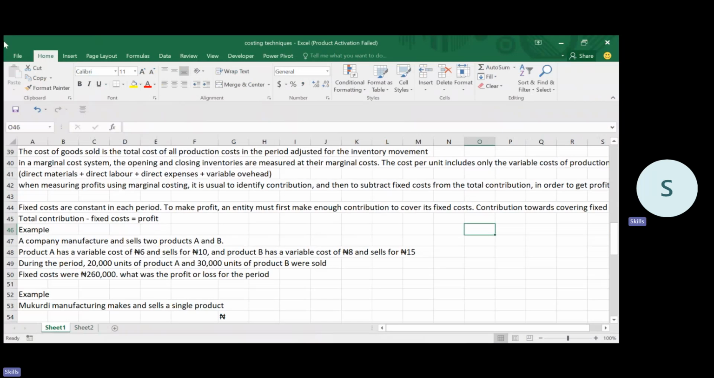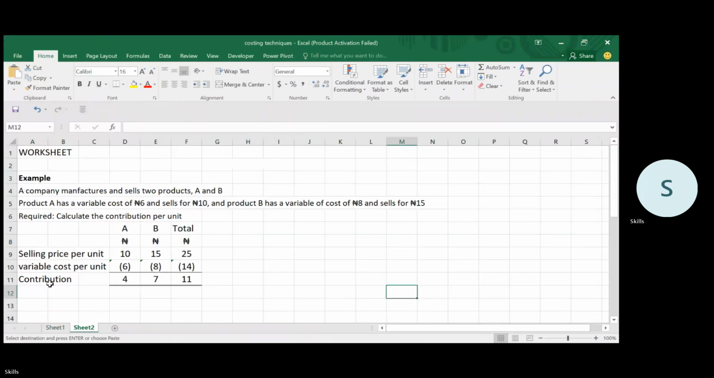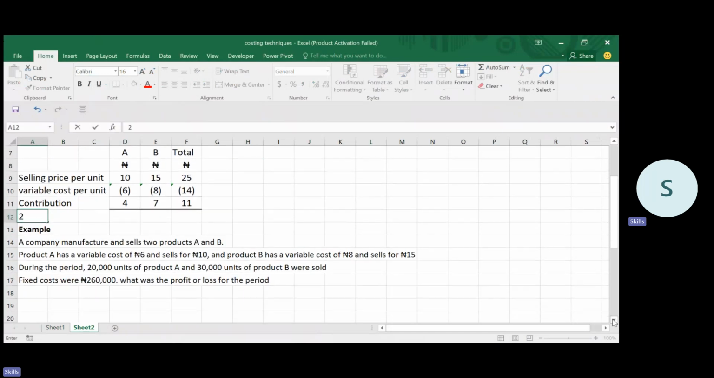The first thing you will do, let's take the question, so that we don't have to be moving back and forth. So this is example 1 and example 2.